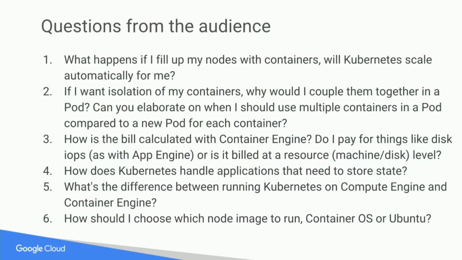Second question is, if I want isolation of my containers, why would I couple them together in a pod? Can you elaborate on when I should use multiple containers in a pod compared to a new pod for each container? So that's a good question. If you want isolation of your containers, then you actually should use them in different pods, right? You wouldn't couple containers together that are different applications and things like that, right? Where you couple them together is if you have a container that you want to always scale at the same pace and same time and running in the same node as another container.